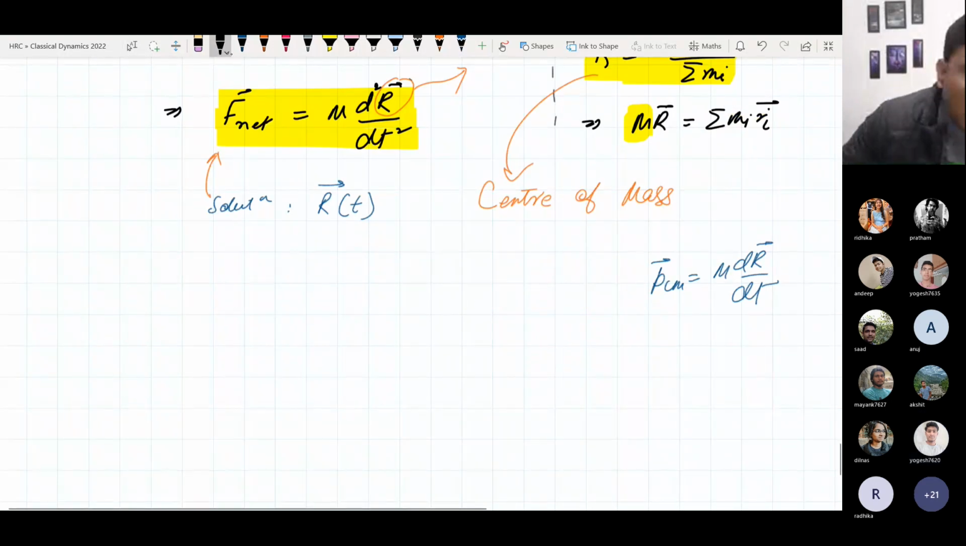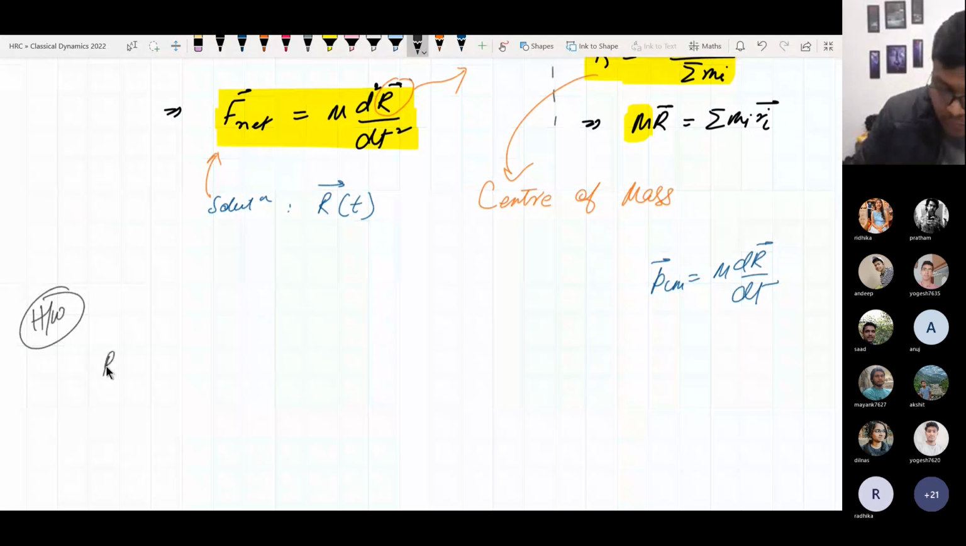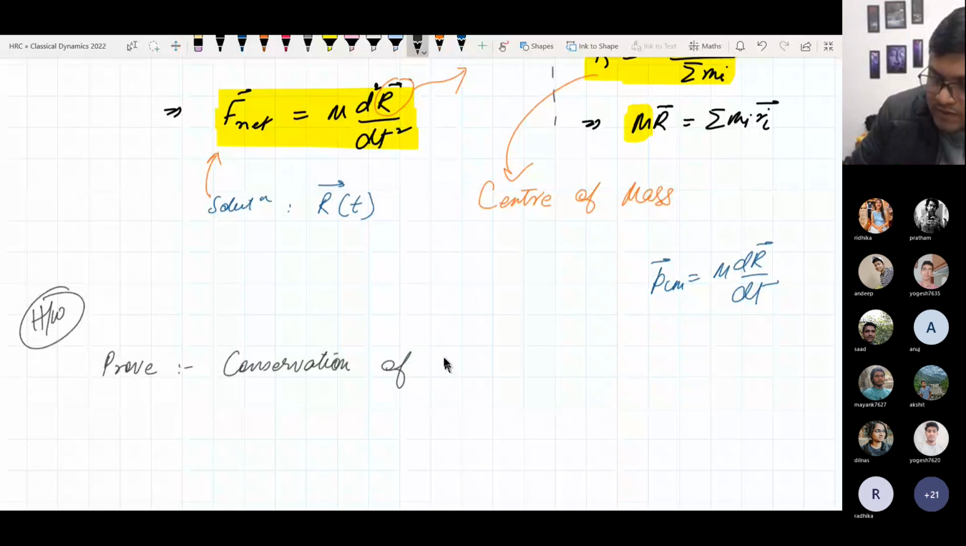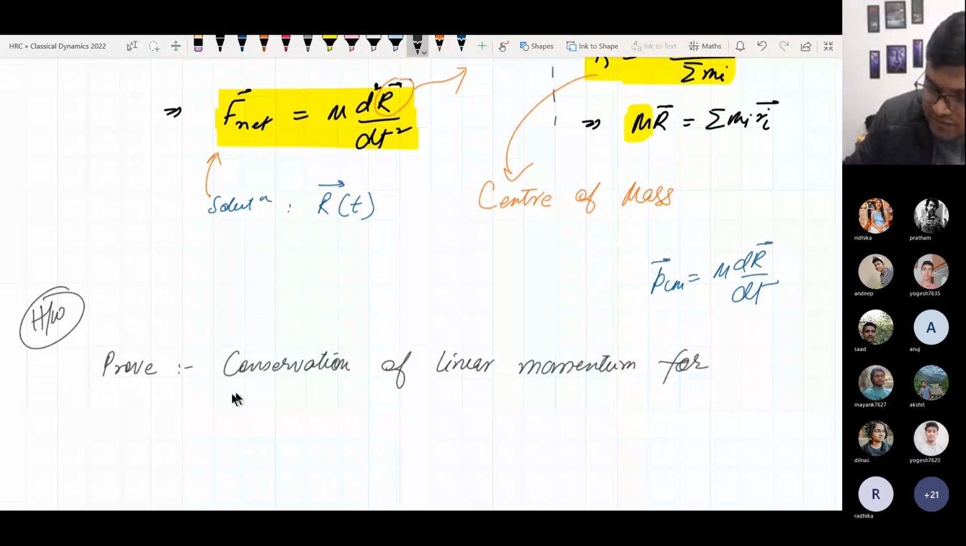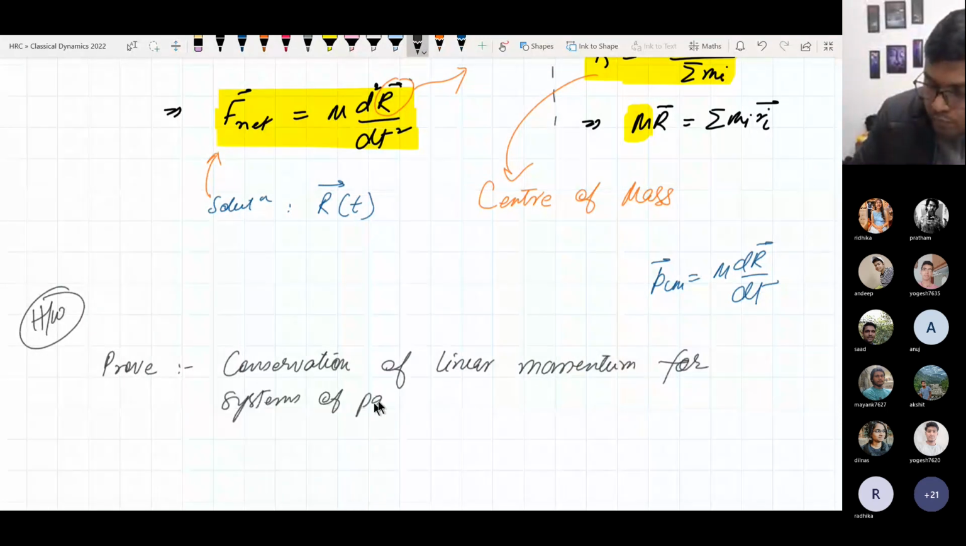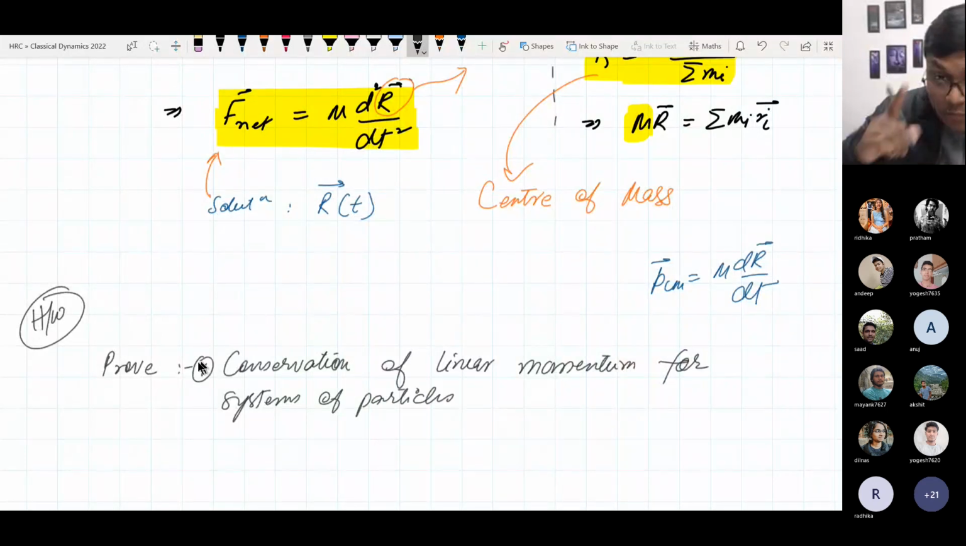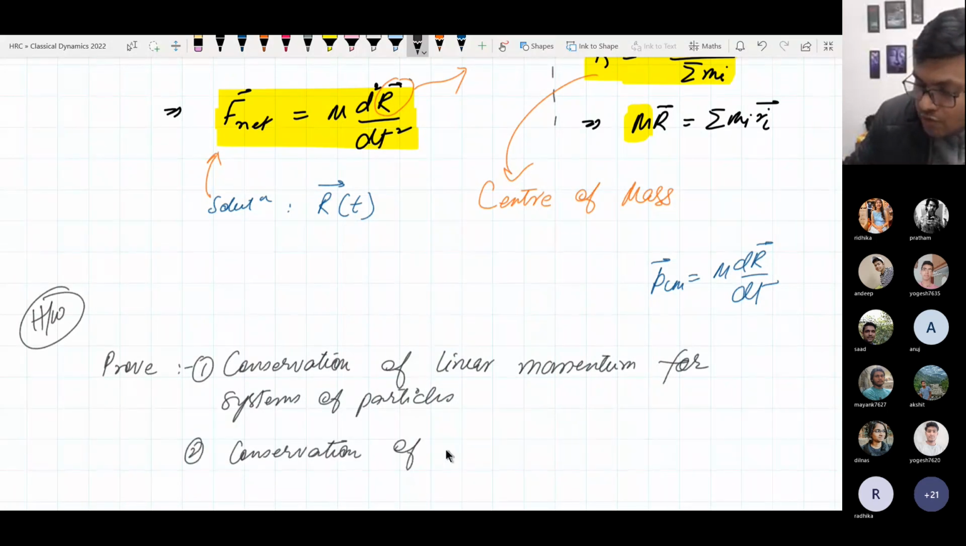All right. There are two further points that I wanted to discuss, but I don't have the time and I don't want to continue this discussion in the next class. I want to go to the next topic. So I'll give it to you as homework. Try to prove conservation of linear momentum for systems of particles. Okay, systems of particles, not a point mass particle. Try to prove conservation of angular momentum for systems of particles.